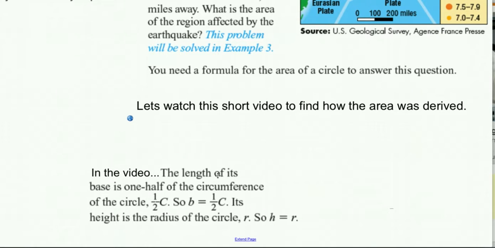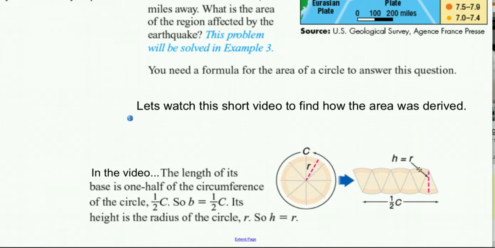Now, in the video, the length of its base is 1/2 of the circumference of the circle, so 1/2 c. So b equals 1/2 c. So let's just recap what the video just said. Once you make your circle into a rectangle, the height would be r, that would be the radius, and the base would just be 1/2 of the circumference.